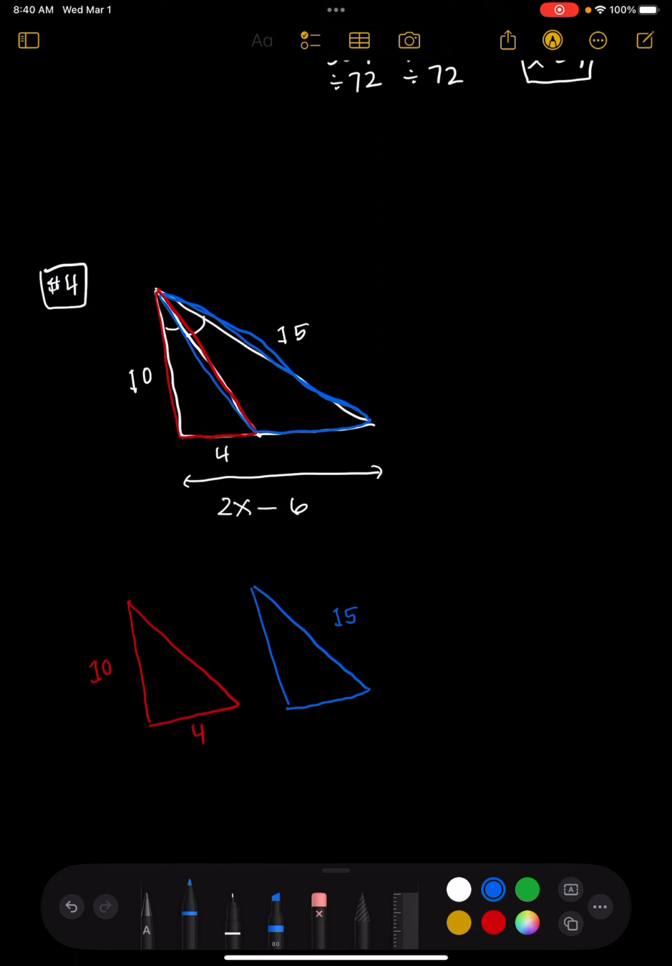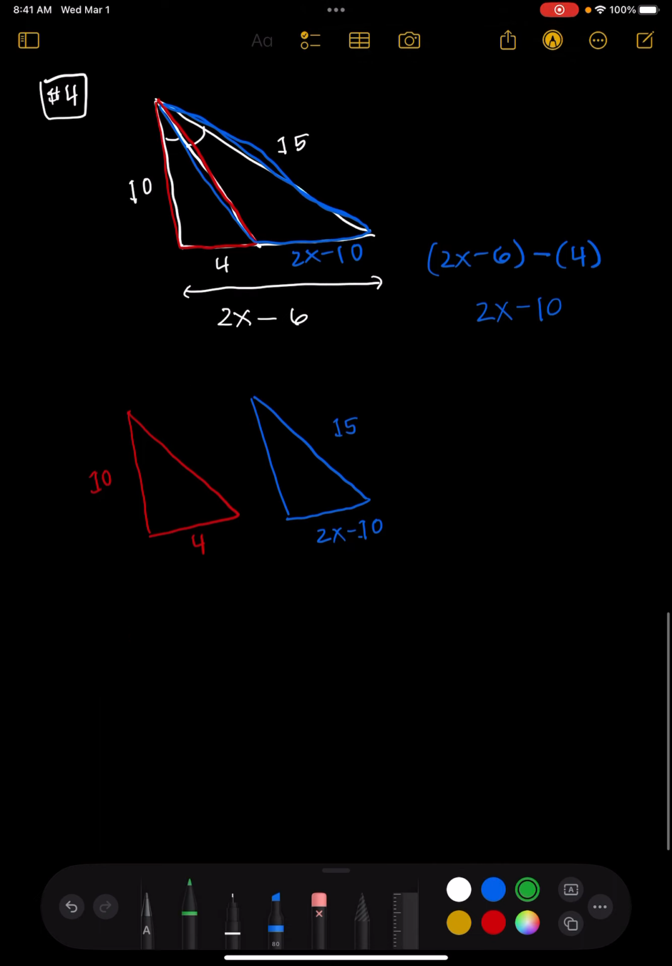So what we're going to have to do on the bottom of the blue one is, if the entire thing is 2x minus 6 and then the red part is 4, to find the blue part, I would do the entire thing minus the red part. So it's 2x minus 6, because that's the entire thing, minus the red part, which is 4. I can put that on the bottom of the blue one. I can also simplify it and combine the minus 6 and minus 4 to make it 2x minus 10. So that's the blue part, 2x minus 10.